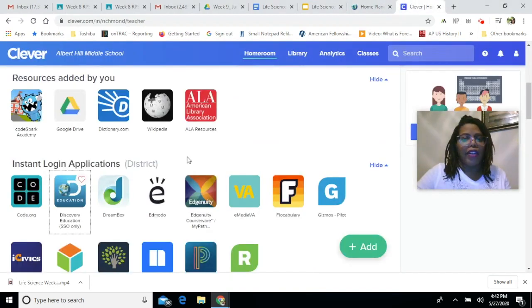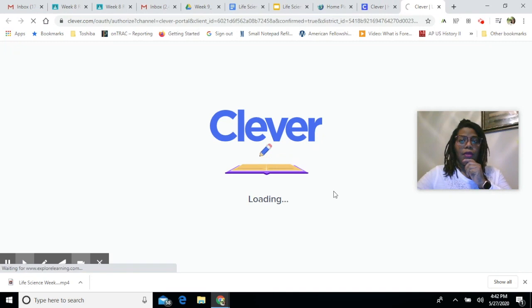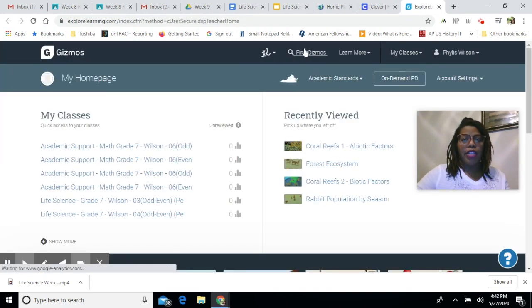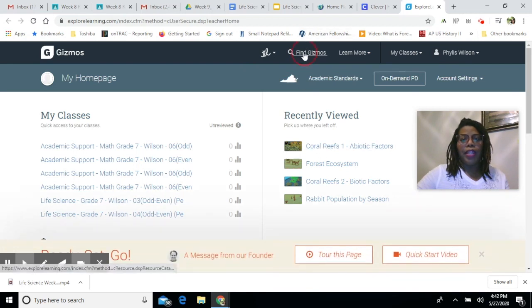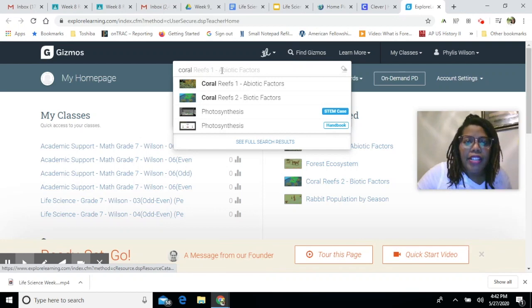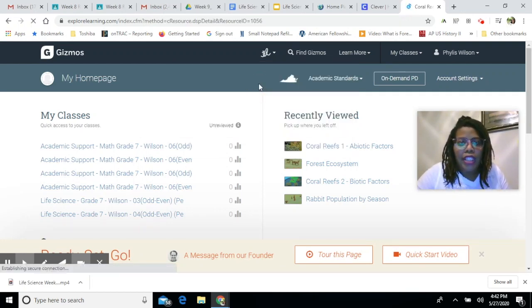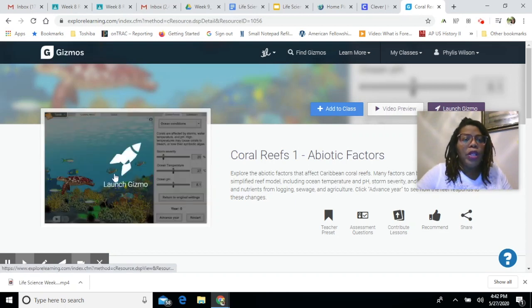So I'm in my Clever. I'm going to gizmos. I'll do it the way that you would. I just type in coral reefs. I see Coral Reefs 1, Abiotic Factors. So that's the one you need. You would click on that and you would click launch gizmo.